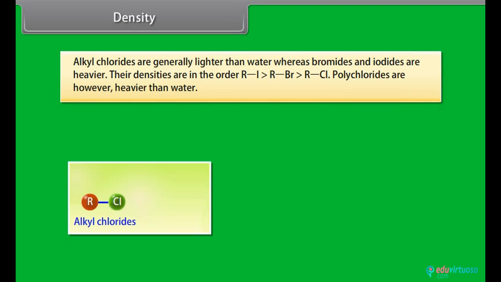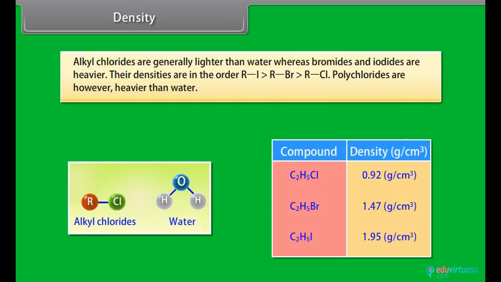Alkyl chlorides are generally lighter than water, whereas bromides and iodides are heavier. The densities are in the order RI greater than RBr greater than RCl. Polychlorides are, however, heavier than water. Solubility.